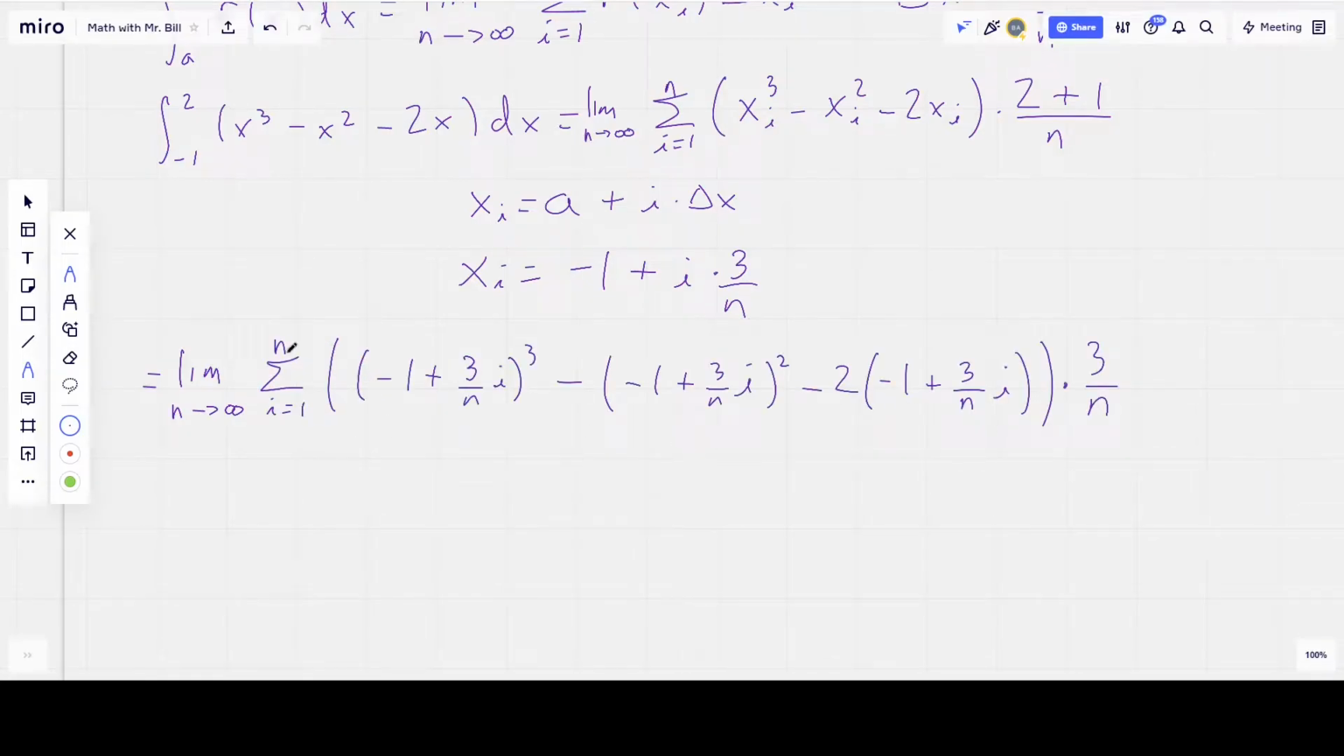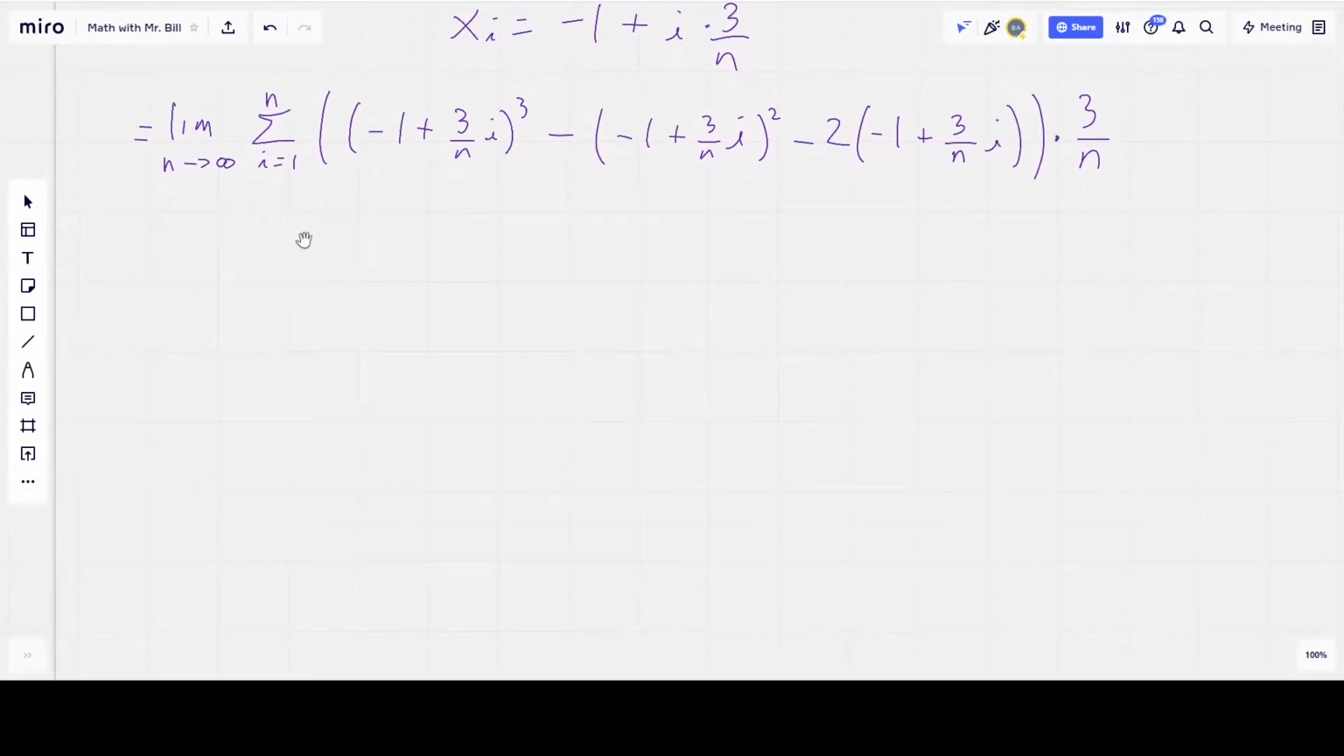Okay, so now I've put in -1 plus 3i over n into each place where x sub i was, and then multiplied that whole thing by 3 over n. Now what we need to do is get everything FOILed out. That means you're going to have to cube -1 plus 3i over n and square -1 plus 3i over n, and then distribute the 2. Like I said, it's very tedious, but just take it one piece at a time and grit your teeth and get it done.